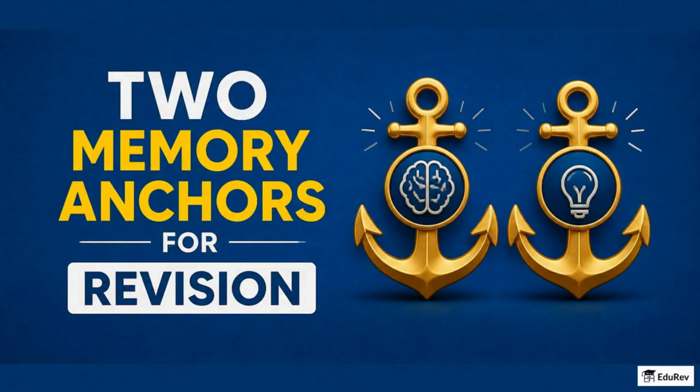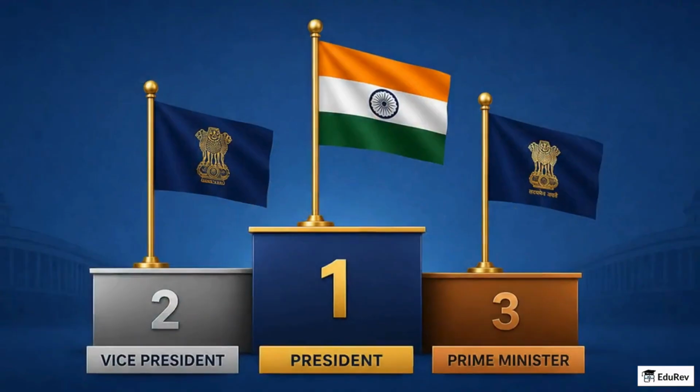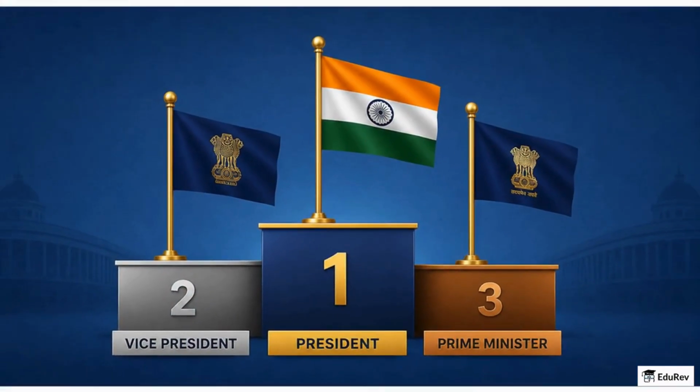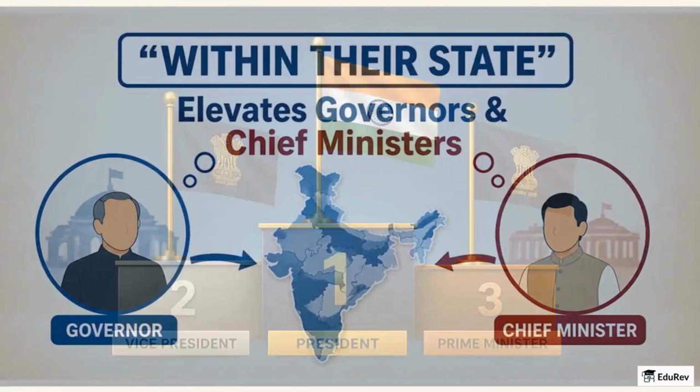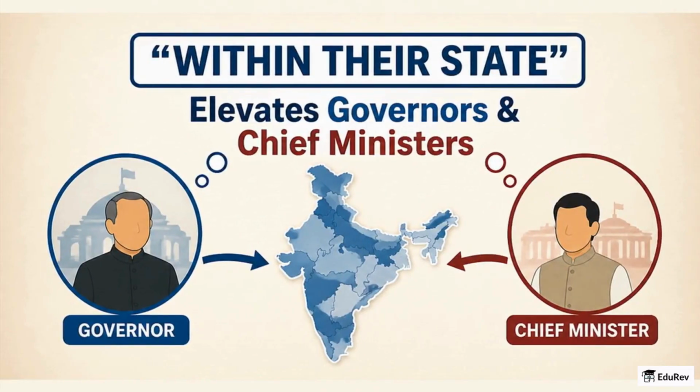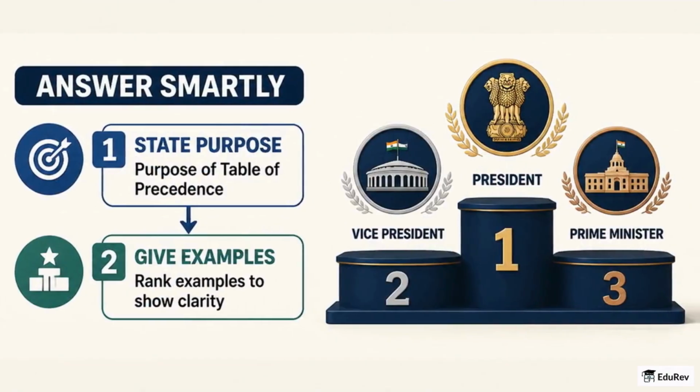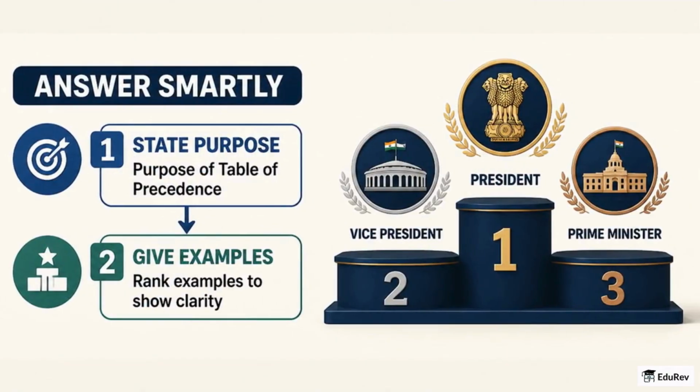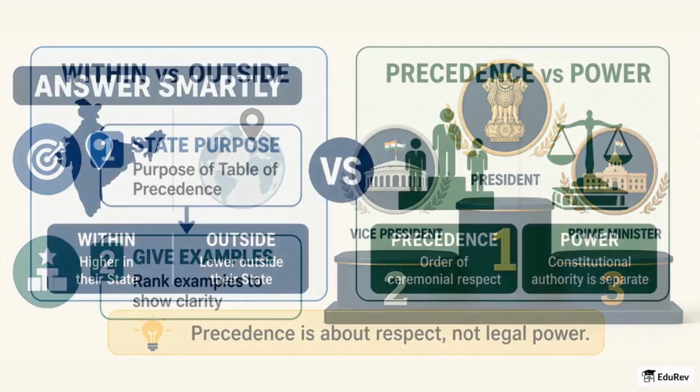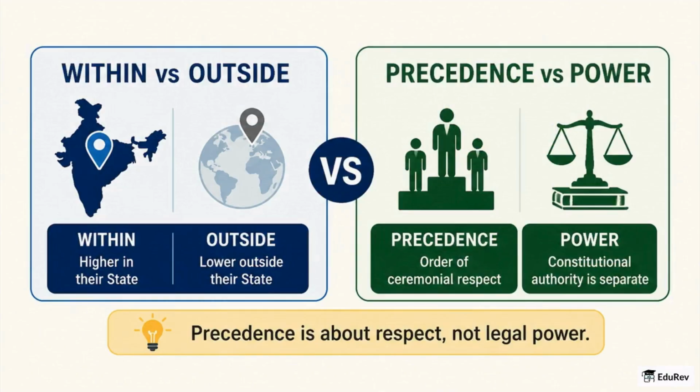Let me give you two quick memory anchors you can use in revision. First, the top 3 are President, Vice President, Prime Minister. Imagine 3 flags on a podium to lock that in. Second anchor. Remember, within their state elevates governors and chief ministers. So link each to the map of India in your mind. When answering an exam question, state the protocol purpose of the table of precedence first, and then give the rank examples to show clarity. If a question asks for comparison, bring in the within versus outside rule and the idea that precedence is separate from constitutional power.